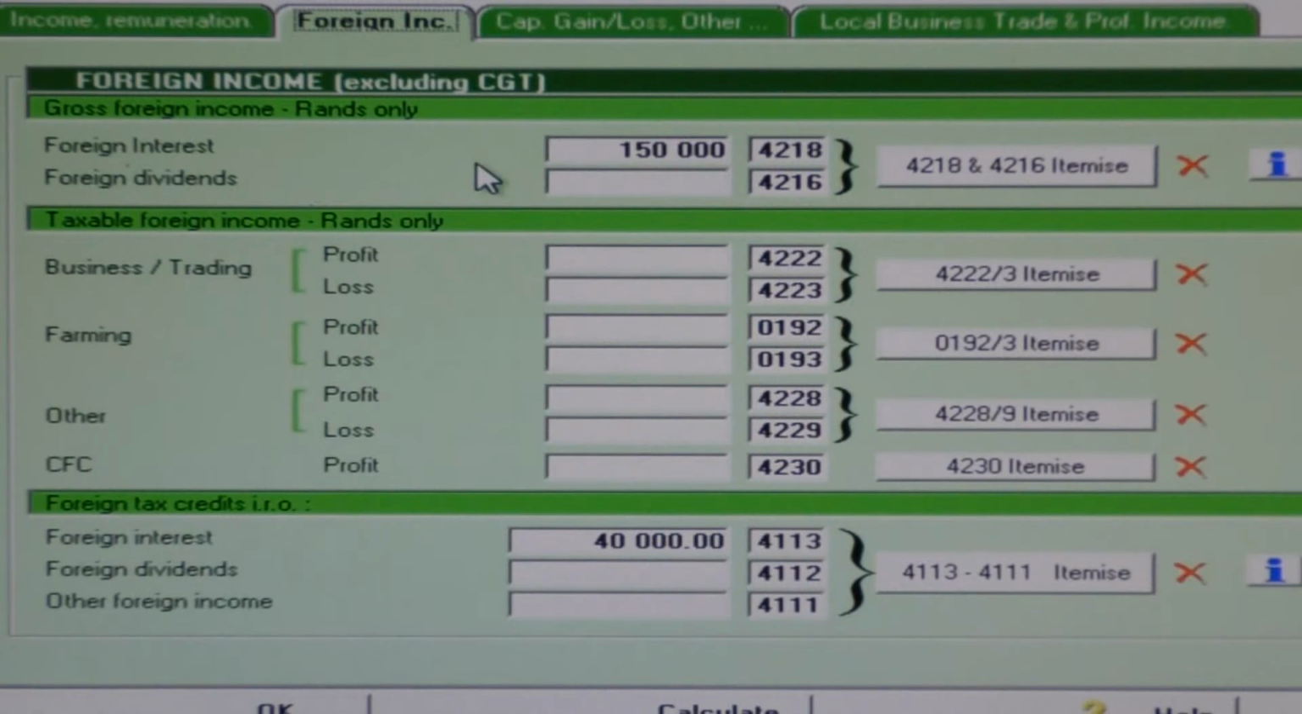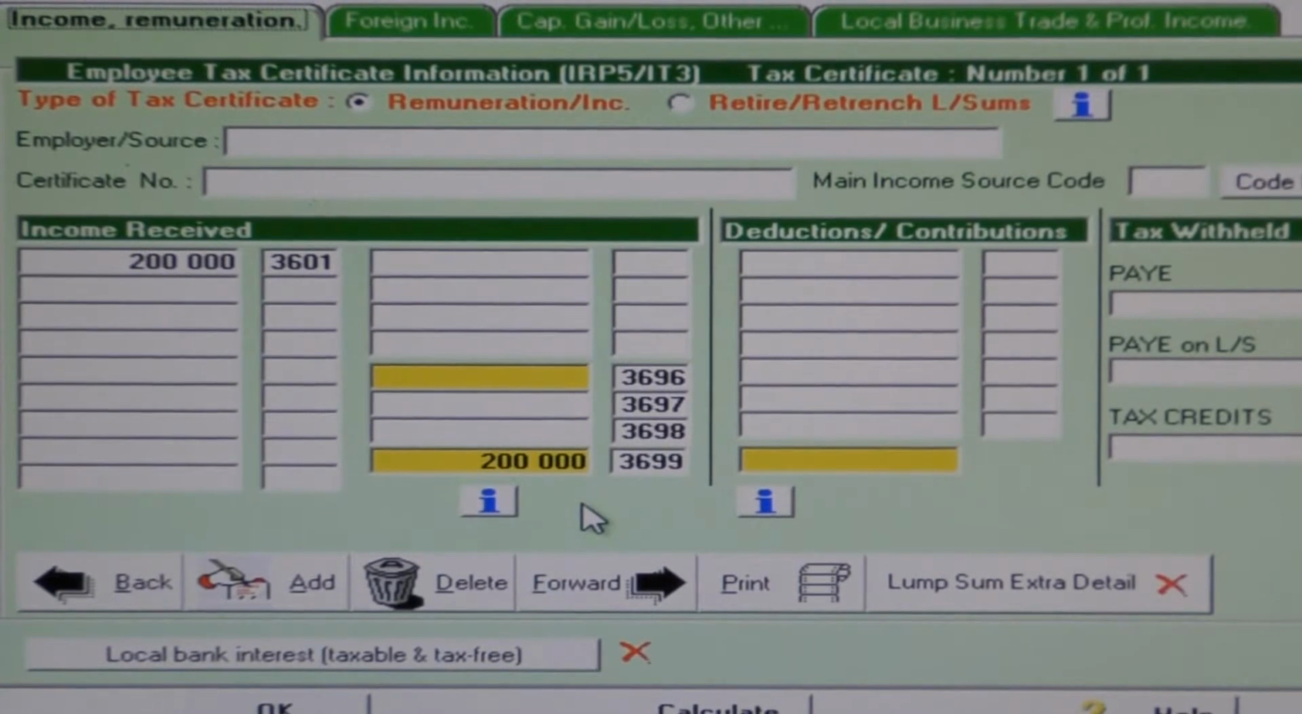Let's have a look at the formulas that SARS uses. In our example, we can see the foreign income of 150,000 Rand earned offshore as foreign interest. Then we can see the equivalent of 40,000 Rand in tax deducted overseas. On the income screen, we can see the 200,000 income earned locally and zero tax was deducted on that 200,000. Let me bring over the auto summary screen showing all the bottom line figures.